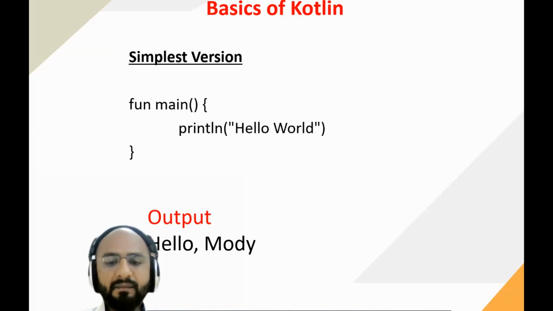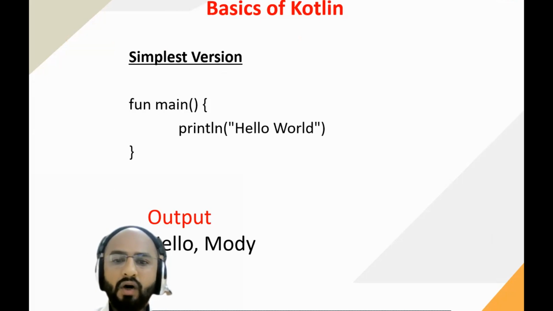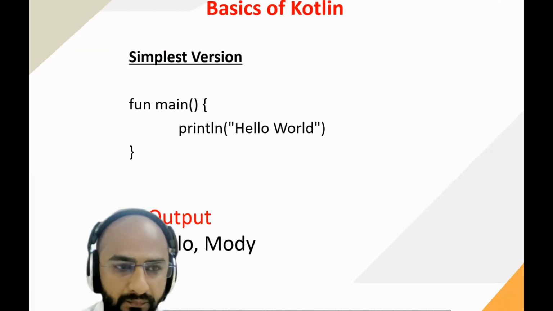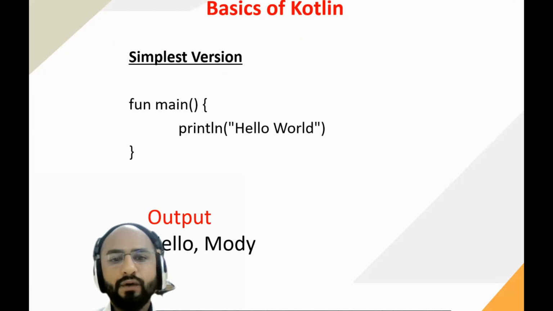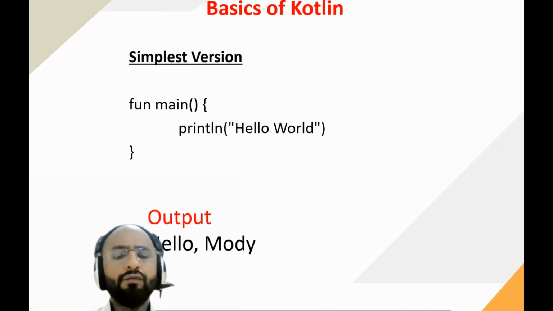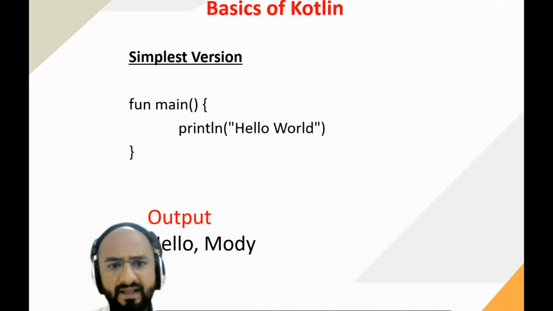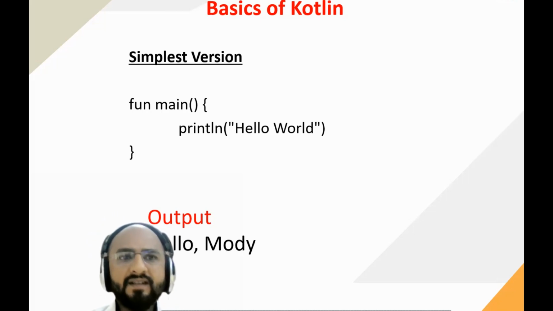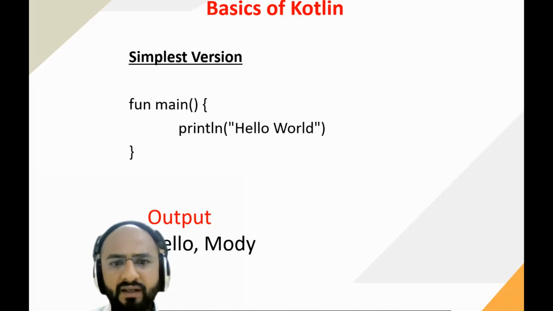Now you can see here, my friends, I have given the simple version of the print statement in Kotlin. So if you want to print something into the console, this is the syntax of the Kotlin language. First of all, you need to write function main. Fun is a keyword to create a function in Kotlin. And then there is a main function. The main function is the starting point of program execution in Kotlin.